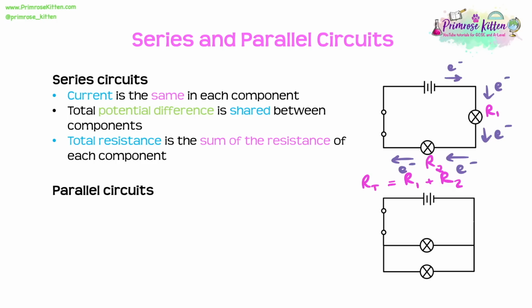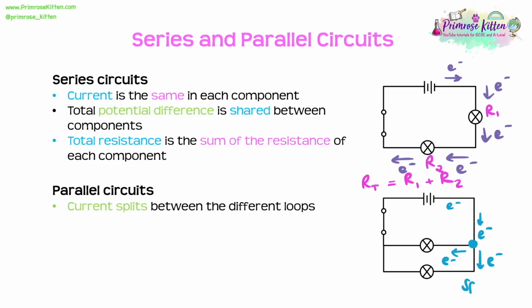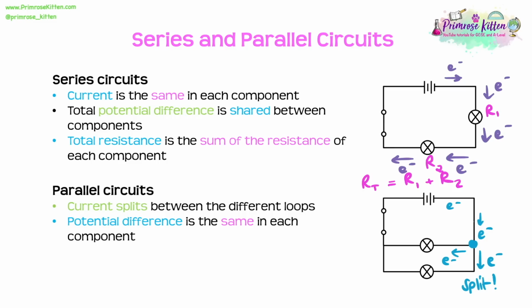If we were to look at parallel circuits though, because we've got these different loops, again, if we think of those cars moving along it, when it gets to the little junction, there's two options for where the cars or the current goes. So the current will split between the different loops. Potential difference, however, is the same in each component. And the potential difference is the work done per charge, and each of those charges are just each going through one component. So it's exactly the same for every one of them, regardless of which route they took.